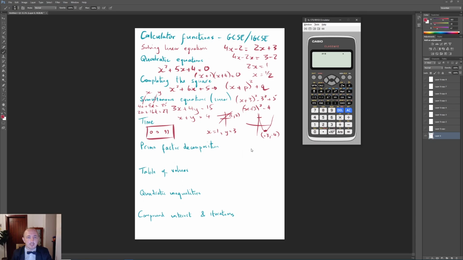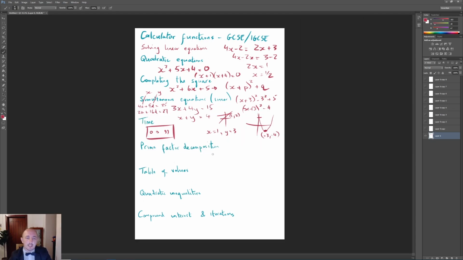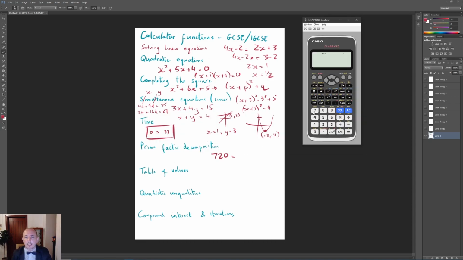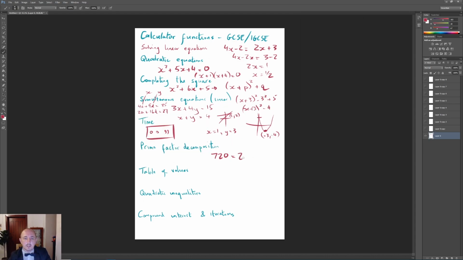Prime factor decomposition, this is when you have a number like 720 and you have to make it a product of prime factors with the cherry trees. We can actually just check this on our calculator. 720, press equals first, and then there's a shift, and you can just see above the button that we just talked about, shift fact. And you can see there it's changed it into powers for us. So 2 to the 4, 3 squared, and a 5.